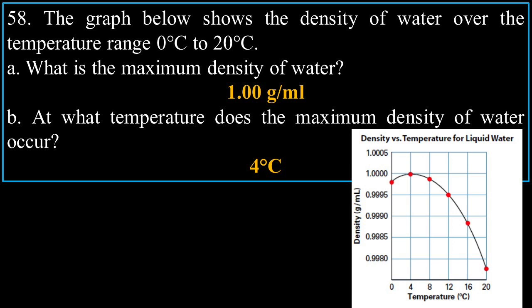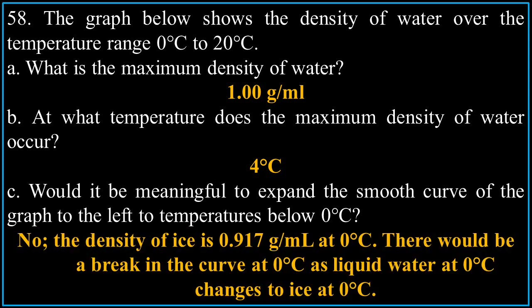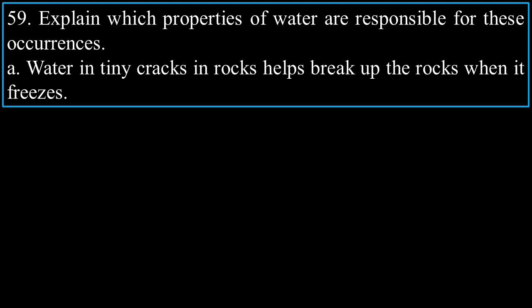Next, C, if there is a C. Would it be meaningful to expand the smooth curve of the graph to the left to temperatures below 0 degrees Celsius? It's actually, the graph is on the right. I had moved it. No, the density of ice is 0.917 grams per milliliter at 0 degrees Celsius. There would be a break in the curve at 0 degrees Celsius as liquid water at 0 degrees Celsius changes to ice at 0 degrees Celsius.